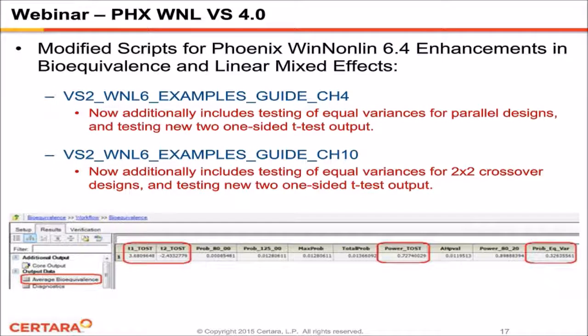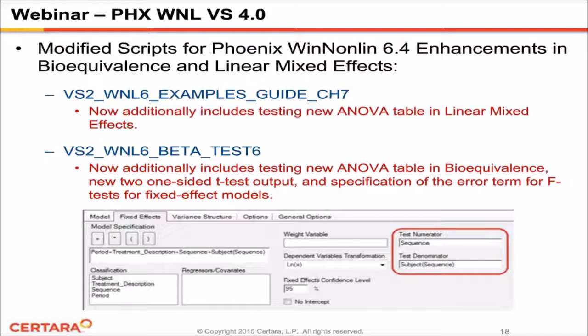We also have a new ANOVA table in Phoenix WinNonlin 6.4 in LinMix and in bioequivalence. The Examples Guide Chapter 7 script was modified so that this new output is tested for linear mixed effects modeling. And the Beta Test 6 script was modified, so it now tests for this new ANOVA table. It also tests the two one-sided t-test output that we just talked about.